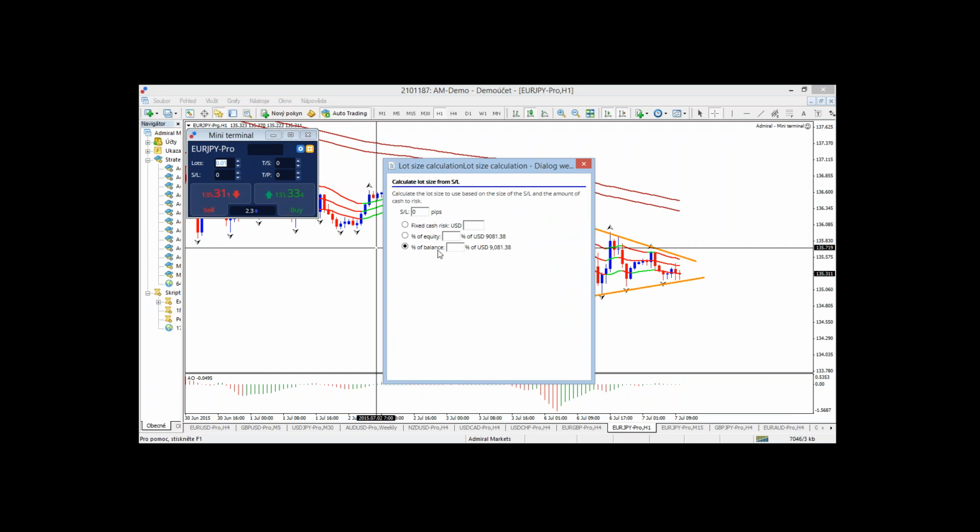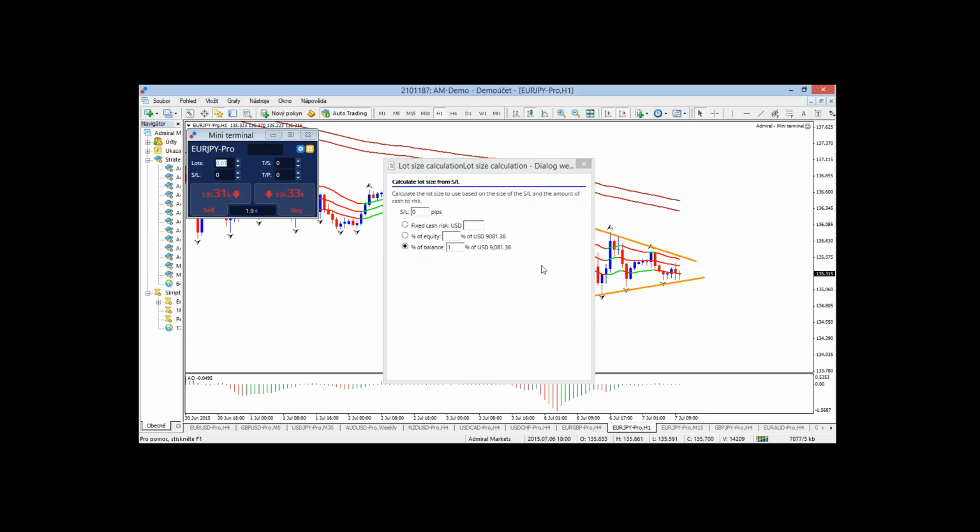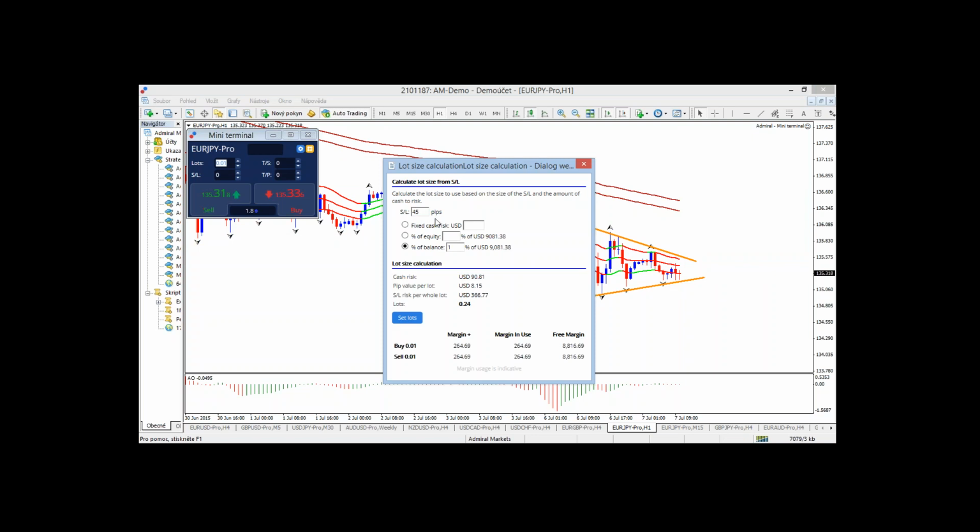So if I want to take 2% risk, for instance, it should show me the risk. It did this morning. I don't know why. Oh, wait. I don't have any stop loss size. Sorry. Stop loss size, well, that should be, I guess, probably about 45 pips. So with 45 pips and 1%, you know, I can take 0.24 lot size in this case with this account, depending on the capital, of course, on the lot size.